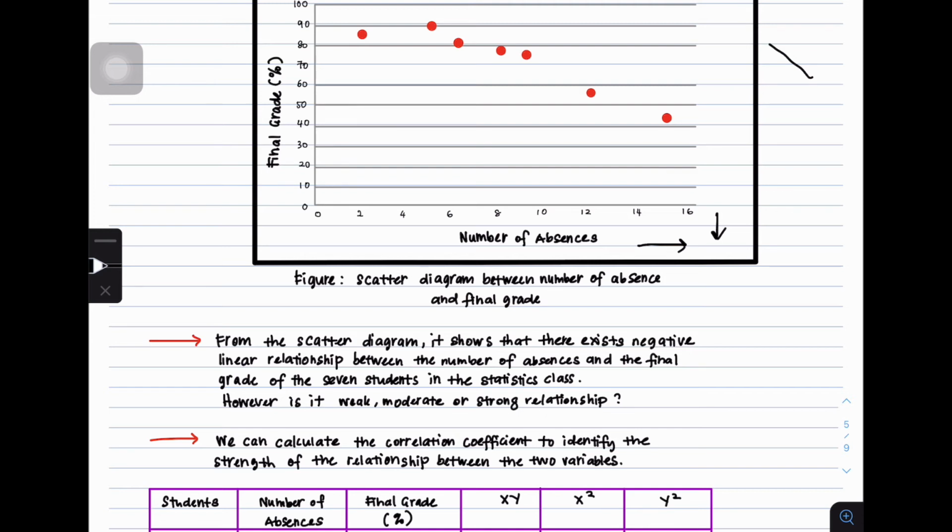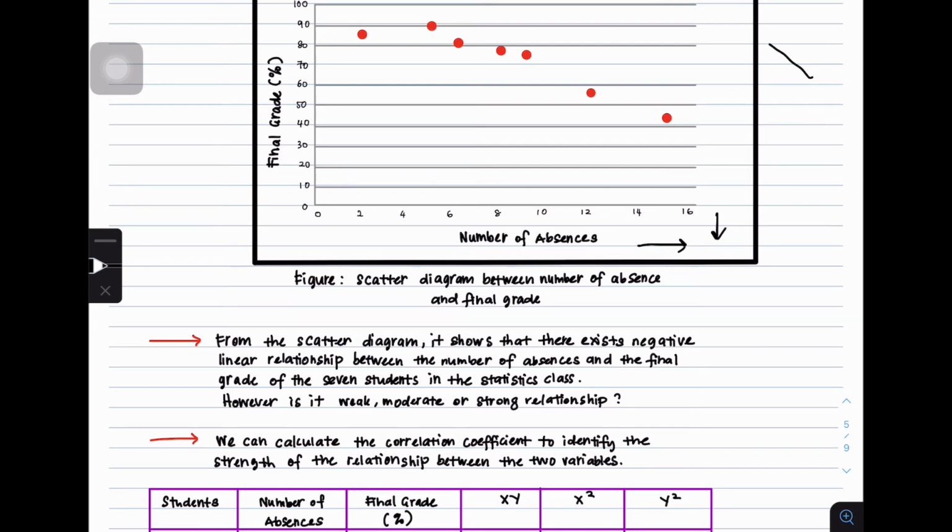class. However, is it weak, moderate or strong? Dia negative, but then is it weak, moderate or strong negative relationship? So kita tak tahu. Macam mana kita nak tahu? Kita hanya boleh ukur dengan mencari the value of R, Pearson coefficient, correlation coefficient. Okay, we can calculate the correlation coefficient to identify the strength of the relationship between the two variables.